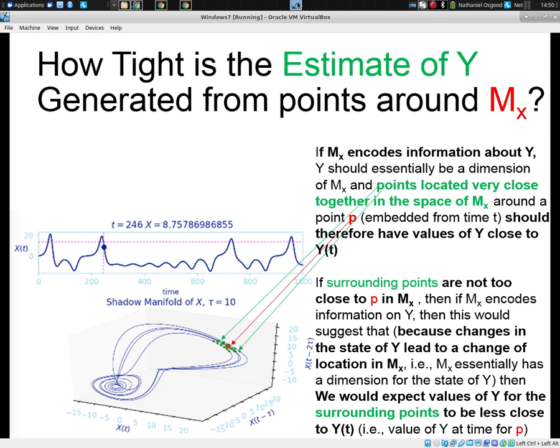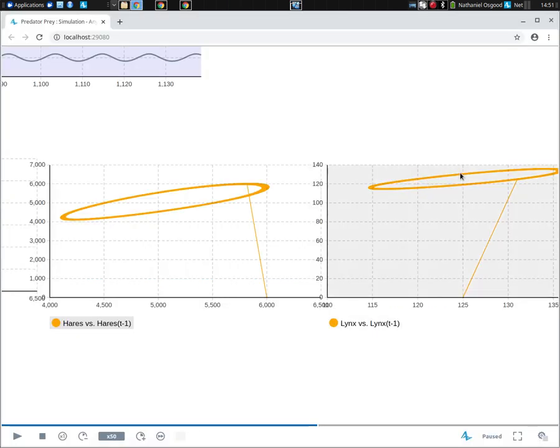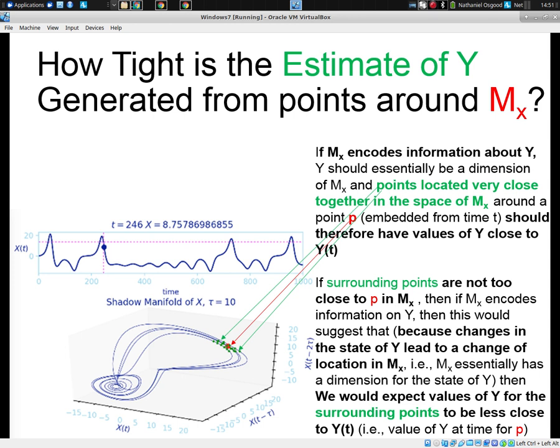So again, follow my reasoning on this if you can. If we want to assess, is Y driving X or not? If Y is driving X, if it's part of the state of the system that's affecting X, then at nearby points in the state space as reconstructed from X, we should have similar values of Y. Because that point in the reconstructed state space means the system is in the same state with respect to affecting Y. So if Y is driving X, those nearby points in state space should have similar values of Y.